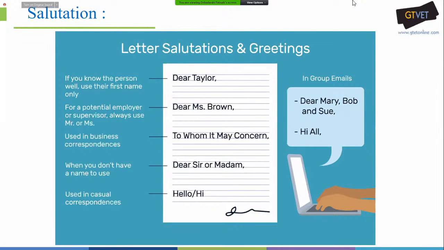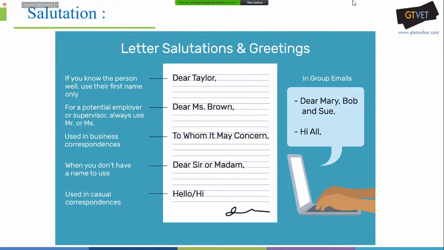Okay, if you want to write casually to someone, suppose I'm writing an email to my friend, to my auntie, to my uncle, then "Hello" or "Hi" will be fine. There is also another way of writing a salutation, that is called "To whom it may concern." What is the meaning of "To whom it may concern"? For example, in which case can we write it?